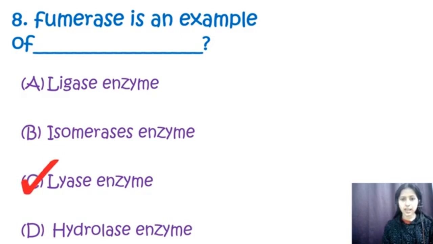So lyases are the enzymes that catalyze the cleavage of a chemical bond by means other than hydrolysis or oxidation. Whereas isomerase is a type of enzyme that catalyzes the conversion of a molecule from one isomer to another isomer. And ligase and hydrolase enzymes we just discussed. So here the correct option is option number C, that is lyase enzyme.